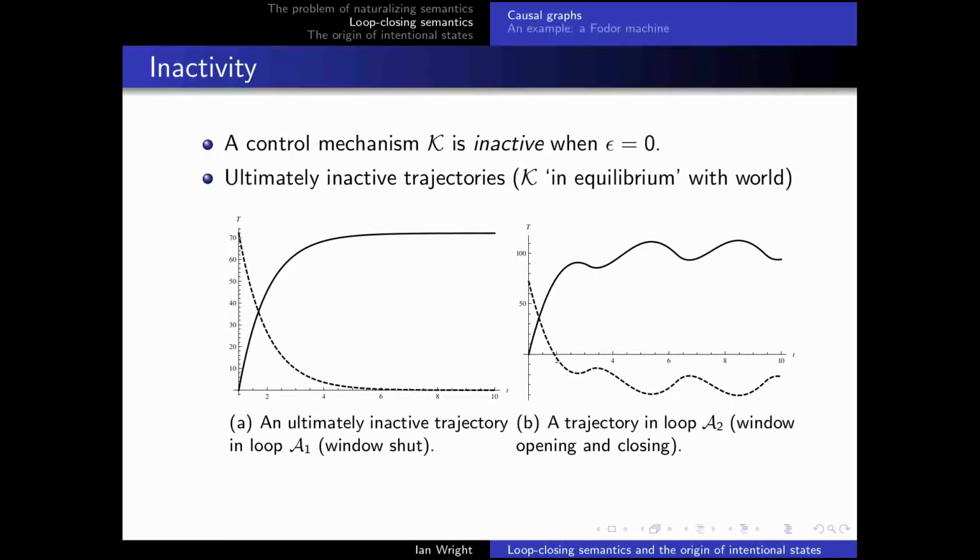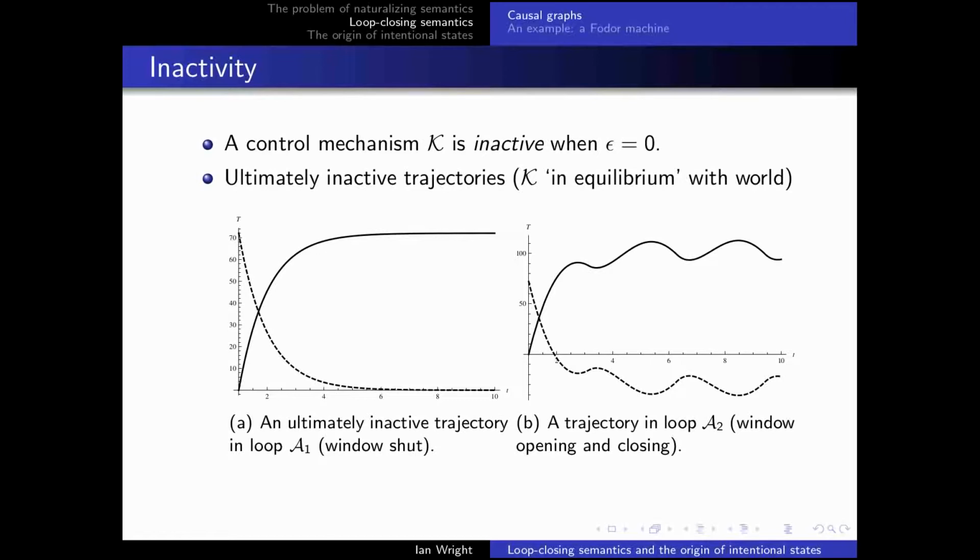For example, look at these dynamic trajectories generated by the loop I showed you on the previous slide. The first graph is when the window is shut. This is an ultimately inactive trajectory. The second graph is when the window is repeatedly opened and closed by some other causal agent, letting in cool air. This heating system fails to reach its set point, so this trajectory is not ultimately inactive.